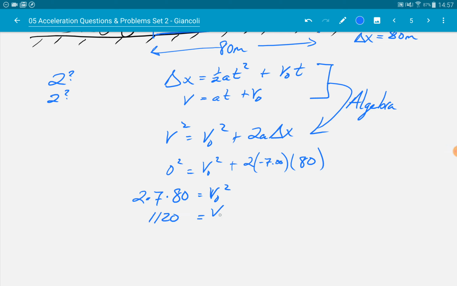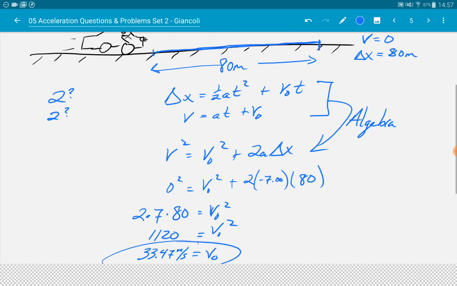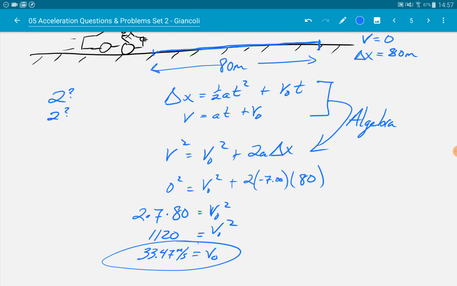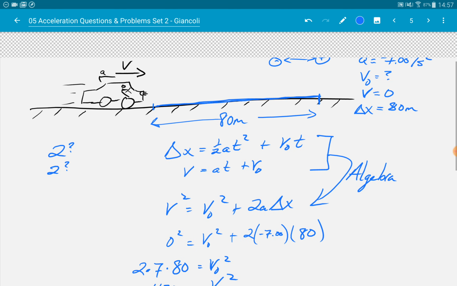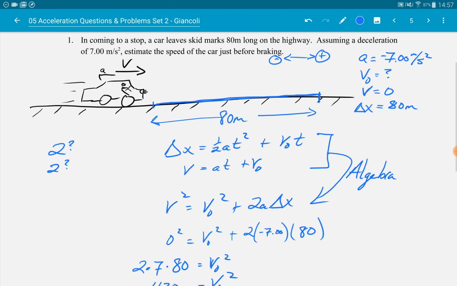And that's v naught squared, so I go and take the square root of that, and we get 33.47 meters per second. So that's how fast he's going in meters per second. The real rough estimate is if you double that, that's about miles an hour, so that's about 66 miles an hour, 67 miles an hour. Little bit different than that, so you can go look that up though.